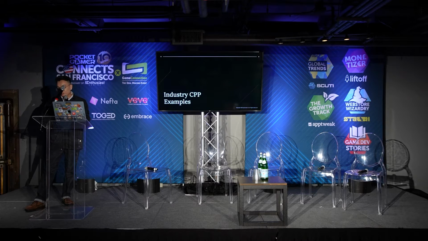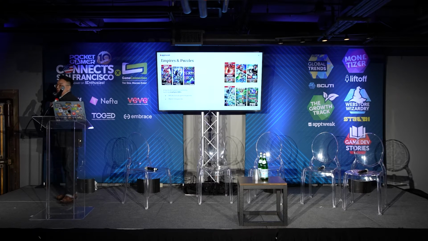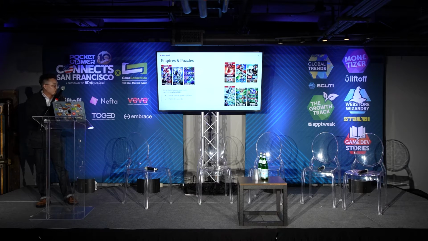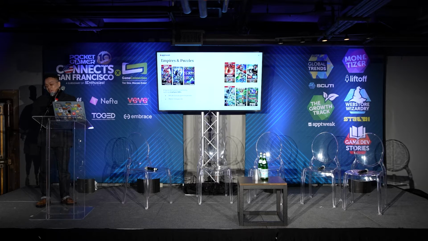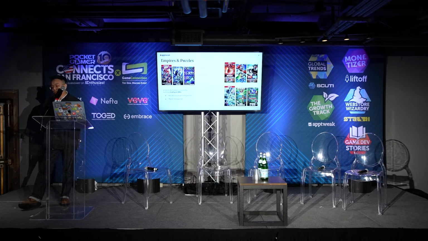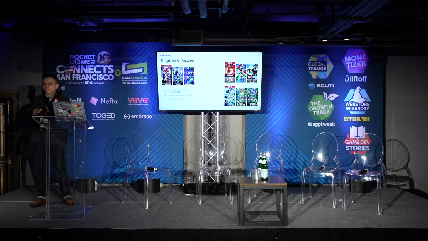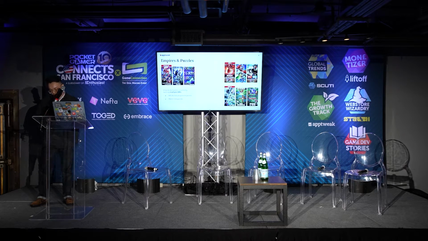And finally, I think what would be interesting for everyone here is some examples that we were able to find via AppTweak. So first, we have Empire and Puzzles here. If you take a look at the default product page, you can see that they're giving a wide overview of all the different features they have, both RPG elements and match 3 elements. But when you look at the CPPs, what they're doing is using a CPP to target the different audience segments and the keywords related to those audiences.